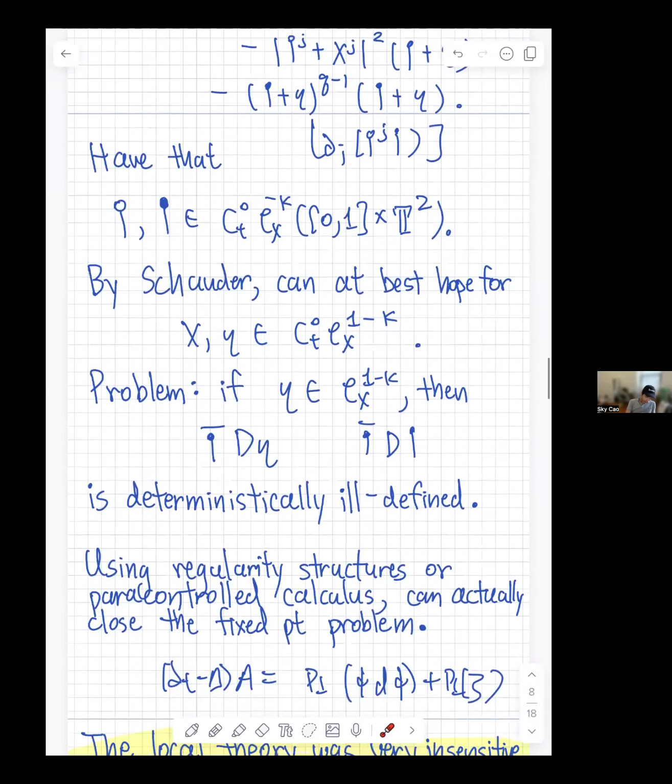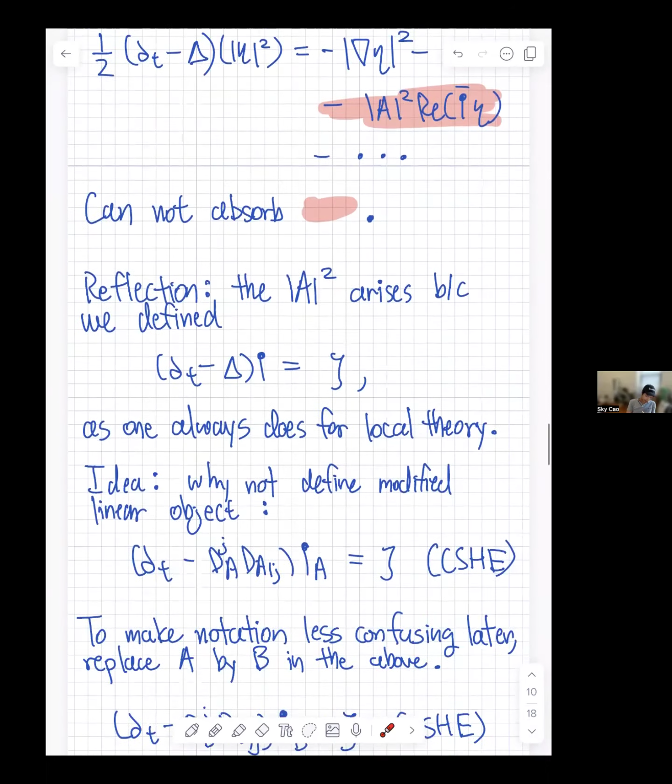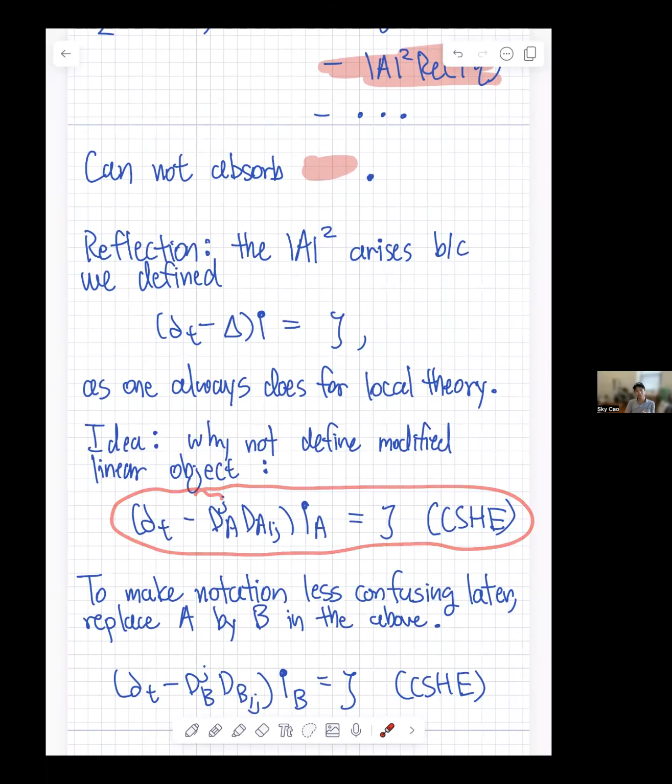So now let's go back here. I wrote out this covariant stochastic heat equation. To make notation less confusing later on, we're going to replace A by B in the above, and we're going to choose B later on. Because later on, for reasons I'll talk about, we can't actually use A here, but we can use something else other than A, and that ends up being good enough. So let's just replace A by B. What is B? B is a time-dependent vector potential.